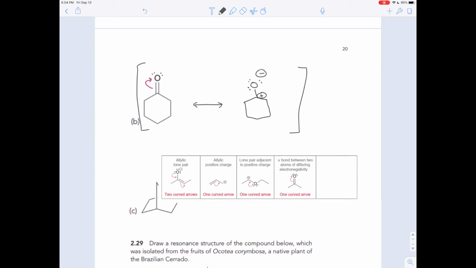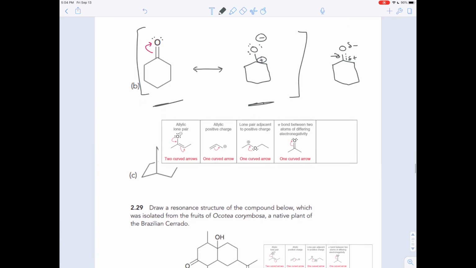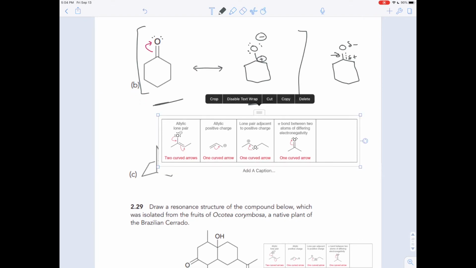So the true structure never looks like either one, ever. It only ever looks like the average between the two. So something like this, with a bond in between that's somewhere between a single and a double bond, and partial positive charges on the 2 atoms with different electronegativity.